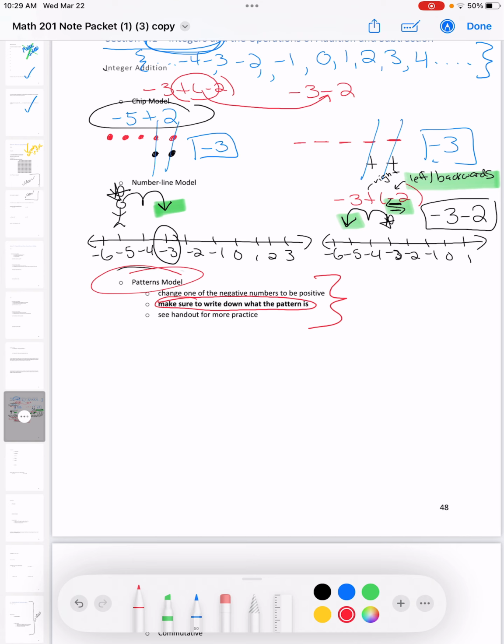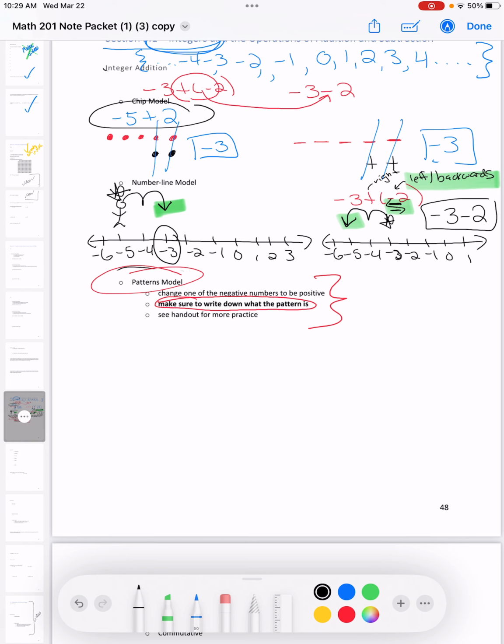I'm not there with you, so you can't verbally communicate it to me. The only way you can communicate it is by writing it down. So you are going to have to show all of these steps for these problems. What a pattern model does is take a problem that we might not know and turn it into a problem that we do know.